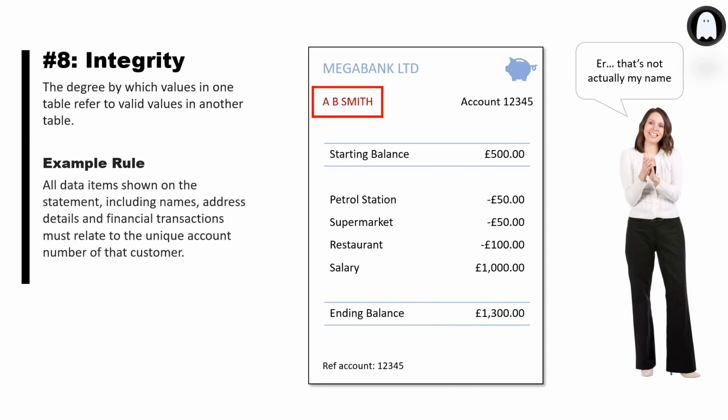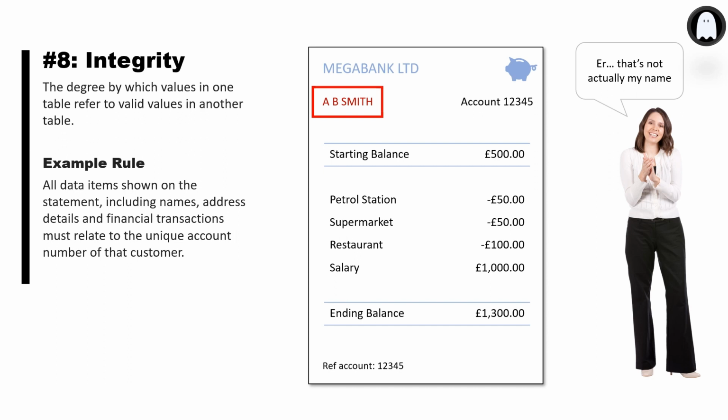We move quickly on to integrity next. This is one of the more tricky ones to define, but it's about how data hangs together as an overall picture. Imagine that the bank stores its customer records in one database table and all the financial information in another table. Integrity is about ensuring that the financial information relates to the right customer.